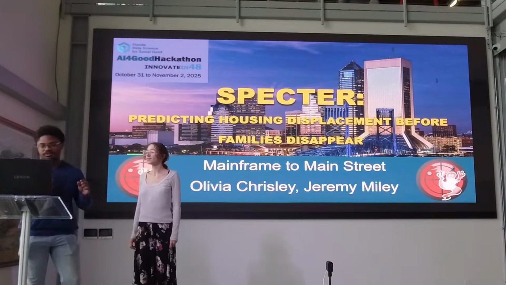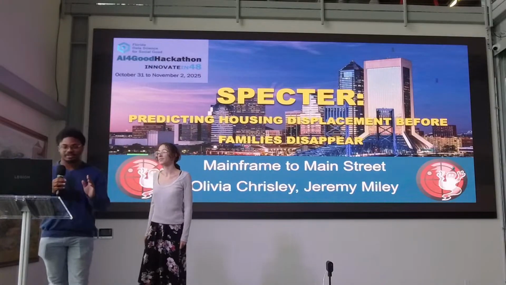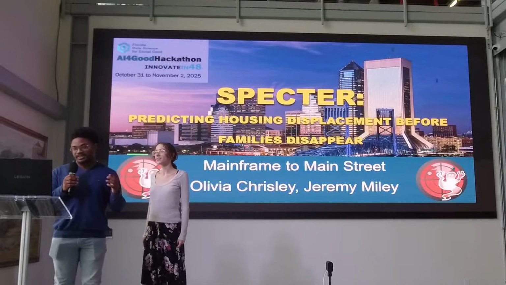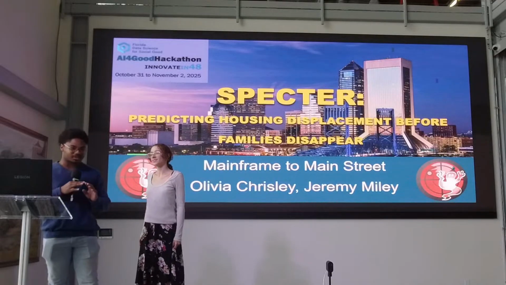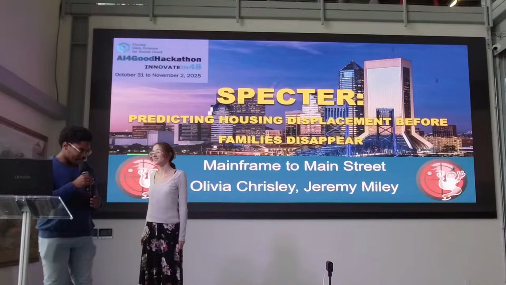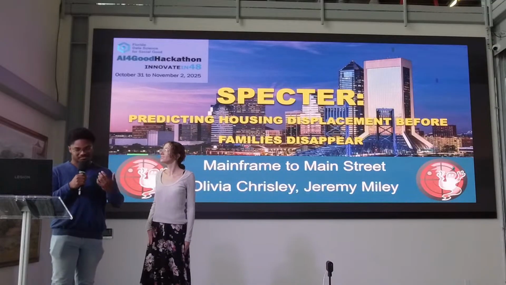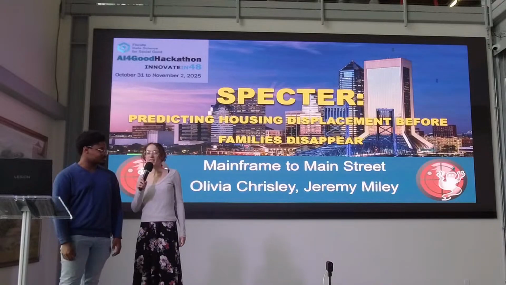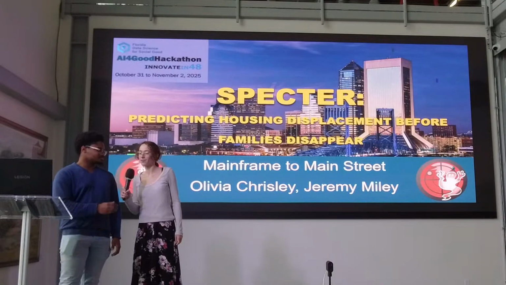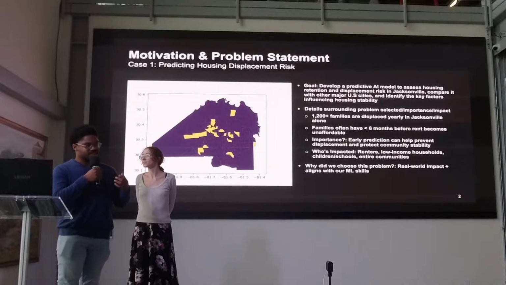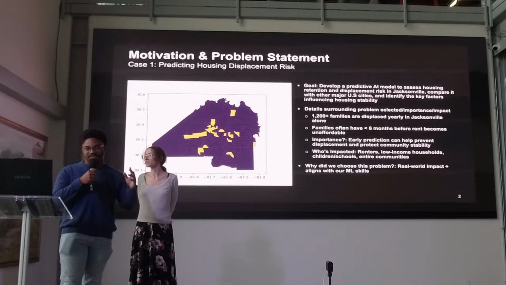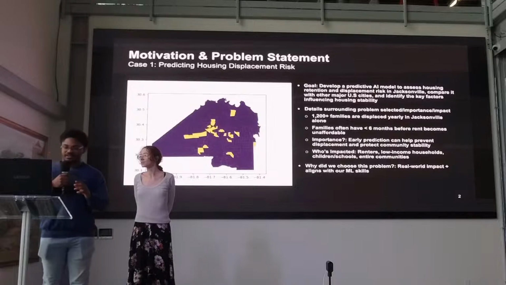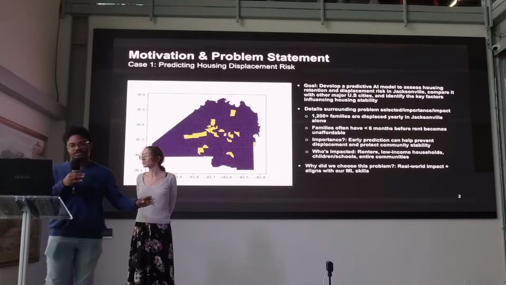So we did a project on Spectre, which is a model to predict housing displacement before families disappear. I am Jeremy Miley. I go to UNF. I'm a computer science student. I'm Olivia Chrisley. I'm also a computer science student at UNF. Which areas inside Jacksonville have the highest housing displacement risk? Now, why do we even bother choosing this goal?